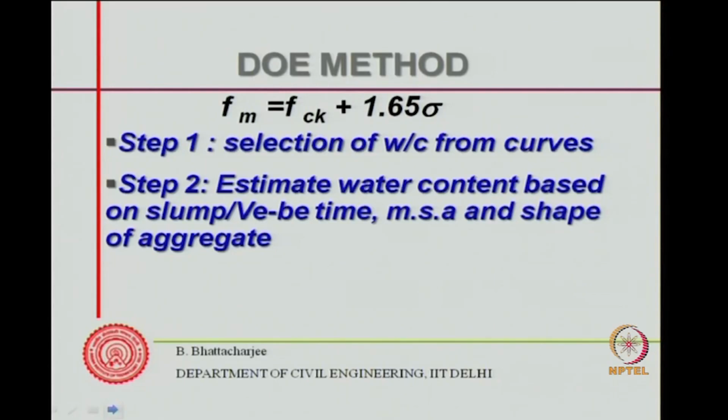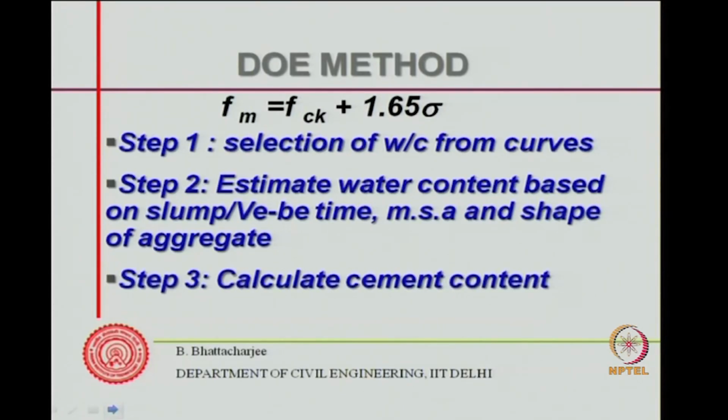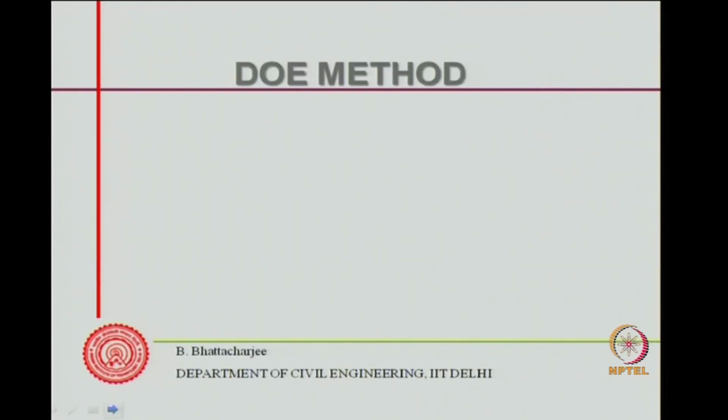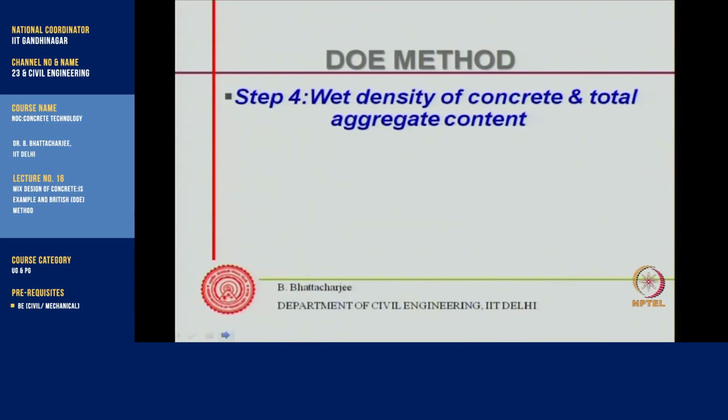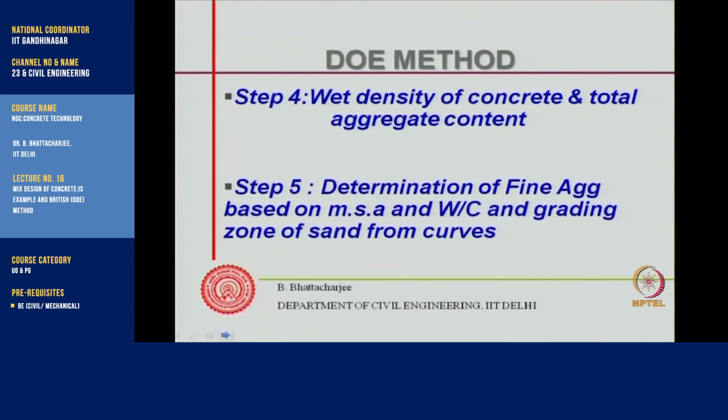This is a slightly different table. And step 3 is to calculate cement content, which you can do because you know the water cement ratio and you know the water content. Step 4 would be wet density of concrete, that is again from a set of curves, and total aggregate content you can determine then. Step 5 is determination of fine aggregate based on MSA, water to cement ratio and grading zone of sand from a set of curves. So, let me just repeat this.